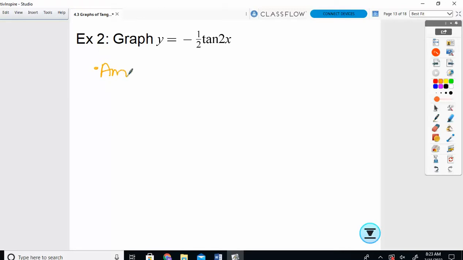So what's the amplitude here? And what else is happening? Period. Normal period for tangent and cotangent is pi, divided by the number in front of x. It's pi over 2.